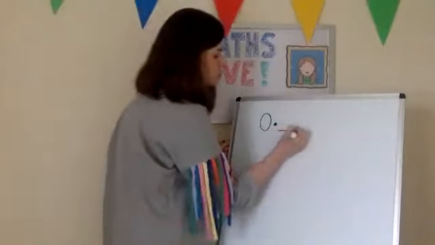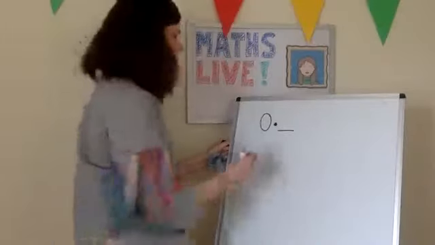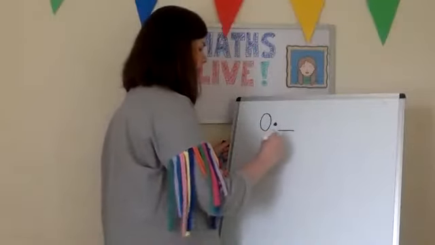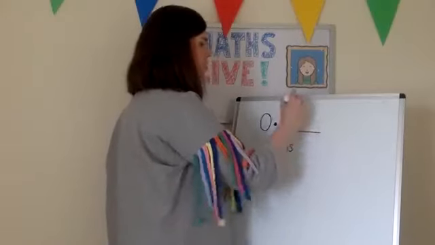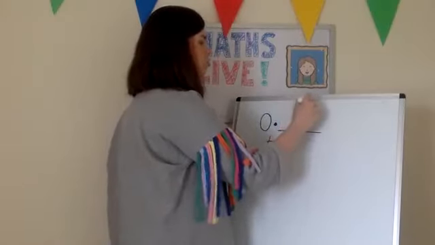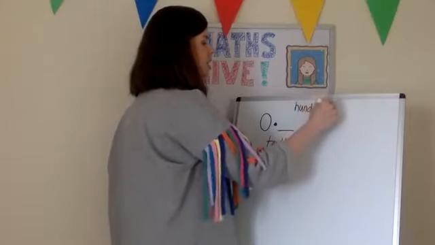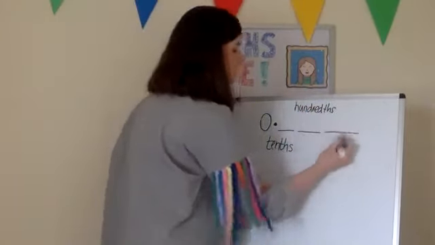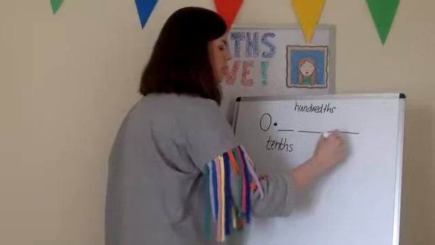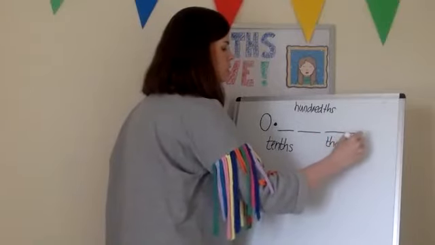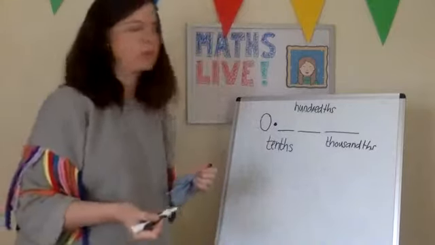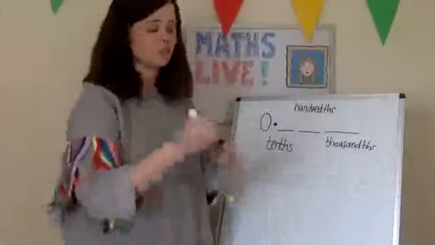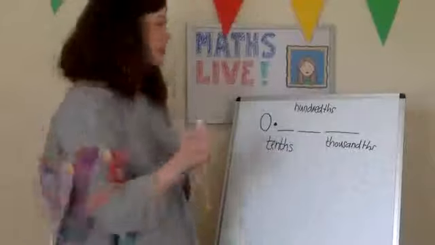So the first place after the decimal point is the tenths. The second place after the decimal point is the hundredths. And the third place after the decimal point is the thousandths. We don't have ones when we're talking about decimal places. And they continue, you can say ten thousandths, hundred thousandths.